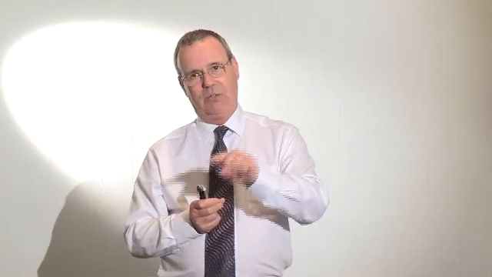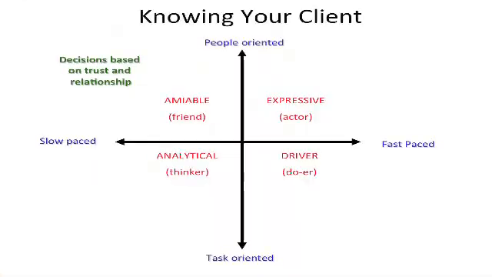As a relationship manager, when it comes to the decision making, one of the most important things you need to know is what do each of these personalities base their decision making on? Let's go back to the amiable first. What does the amiable base their decision making on? Well, the answer is, I told you a little earlier on, they like the relationship. And so they base their decisions on trust and relationship.